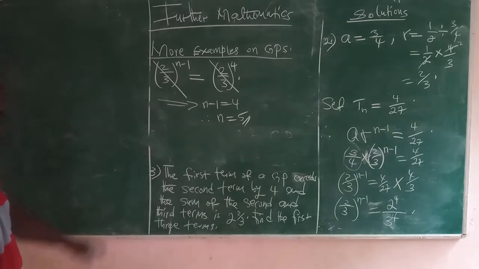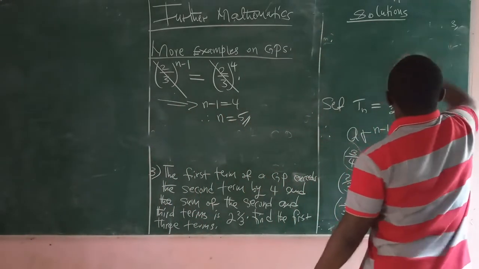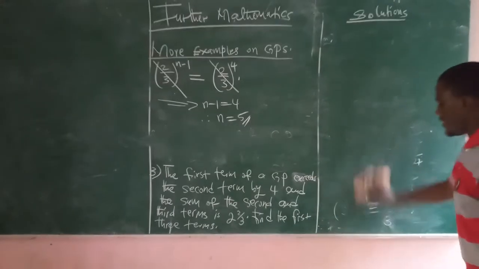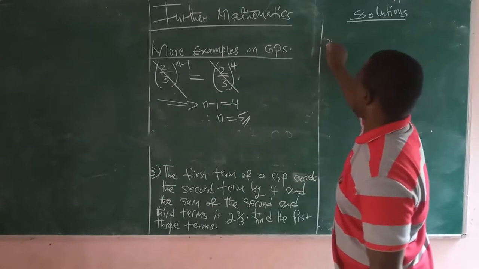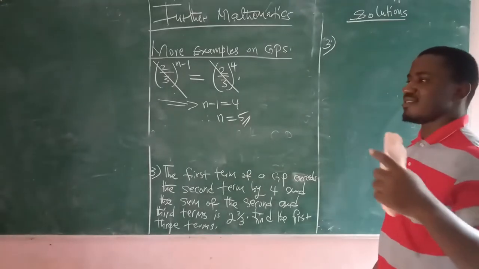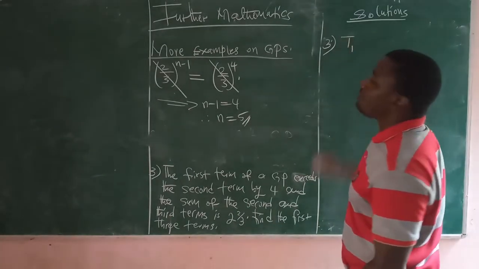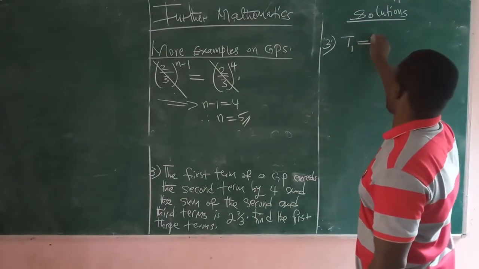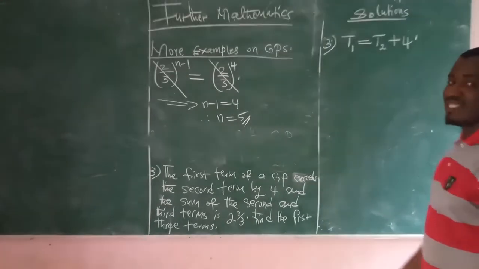What's the next question? Number 3. The first term of an AP exceeds the second by 4. So this is how I'm going to put it. It means that the first term is bigger than the second term by 4, exceeds the second by 4. So it's equal to the second plus 4. That's it.